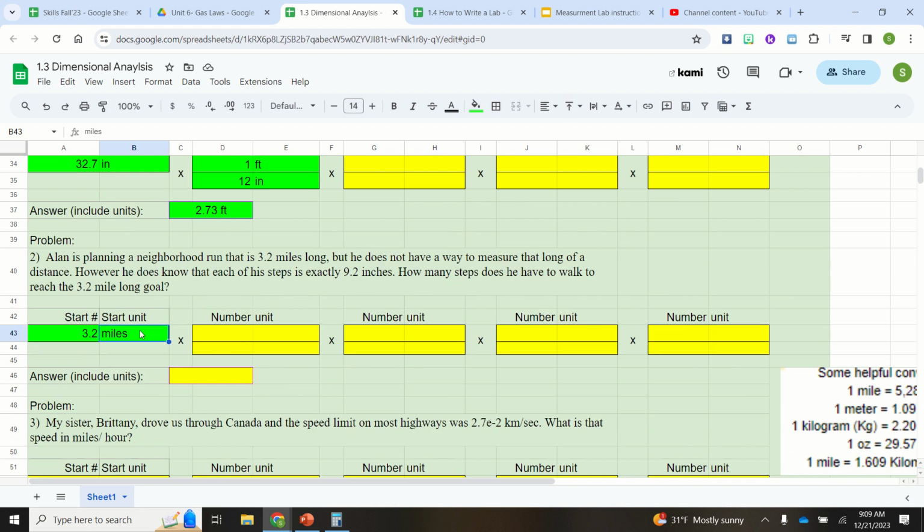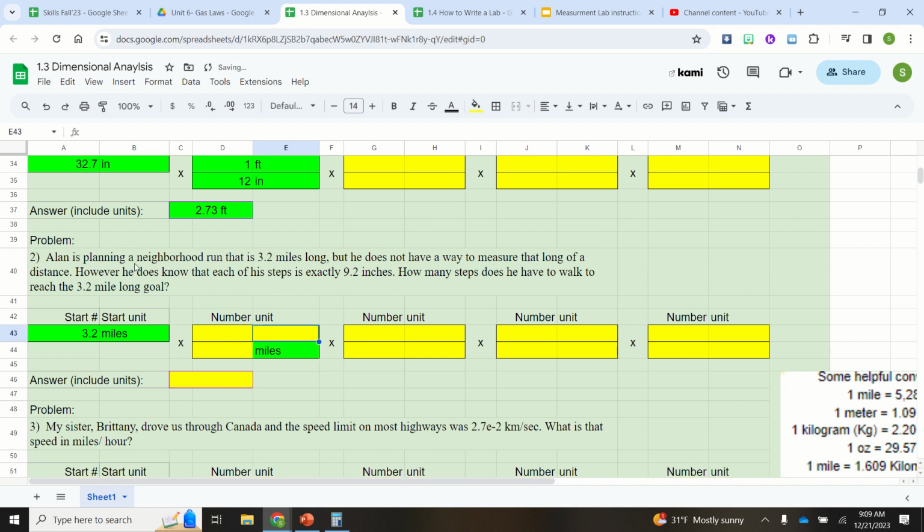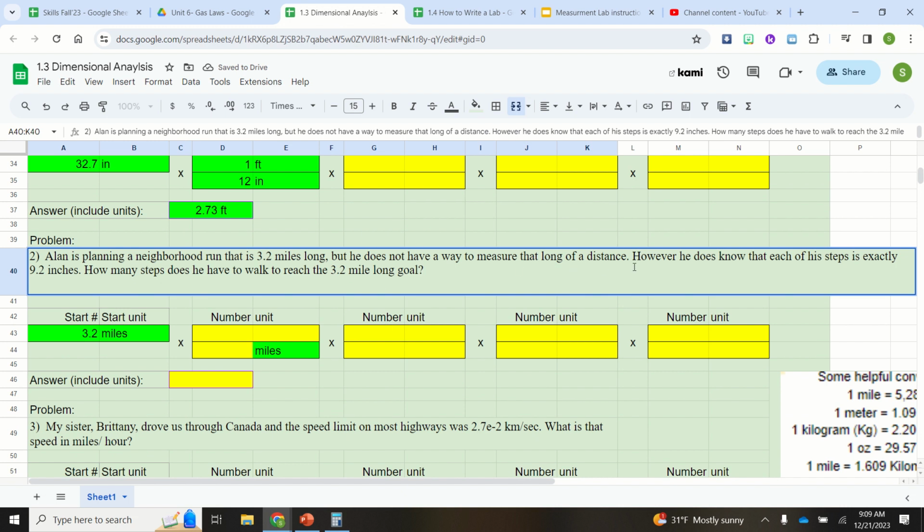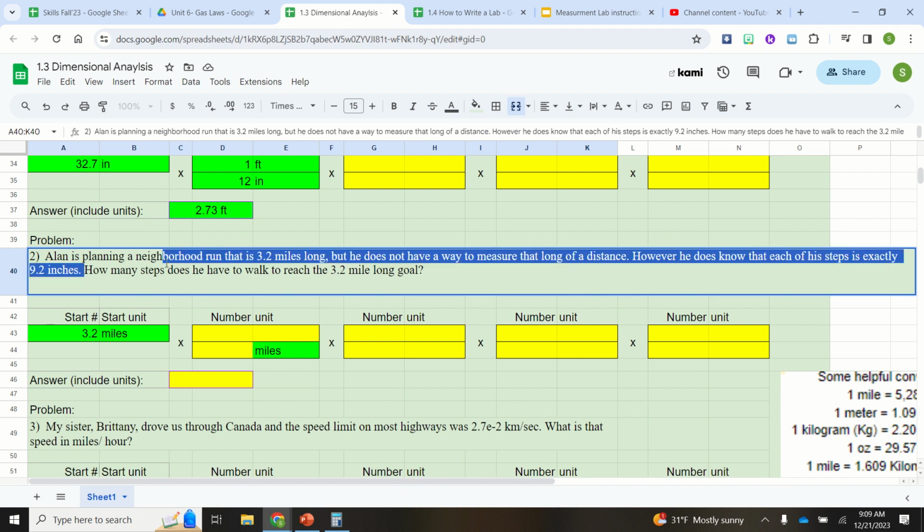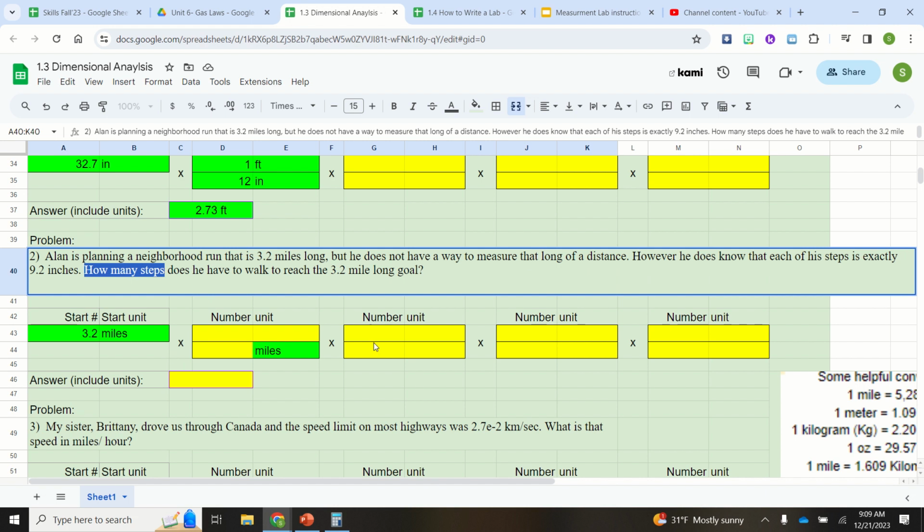I have miles here, so is miles going to go on the top or the bottom? They're going to go on the bottom. What's going on top? What does the question ask for? It eventually asks for how many steps, and that is what we want. Do we know how many miles are in a step? It does not give us that information. The only other information we have is 9.2 inches, which is a step. So we're going to have to get to inches and then to steps.